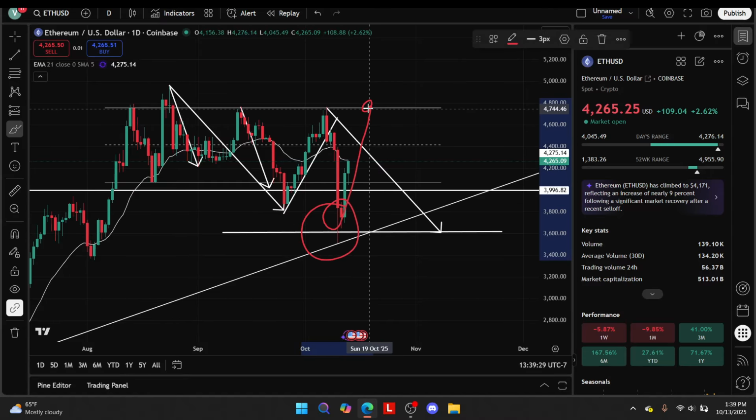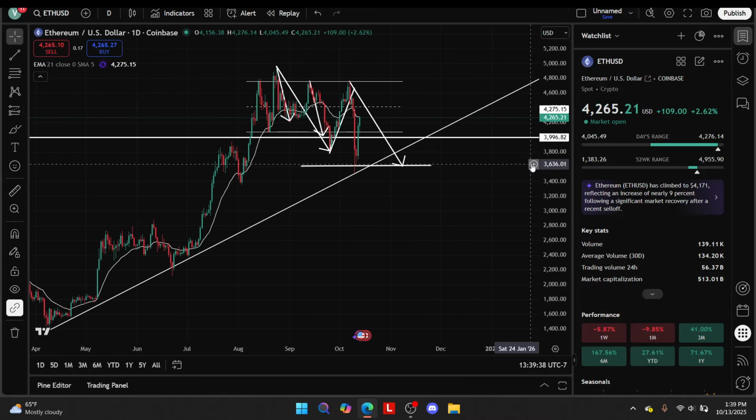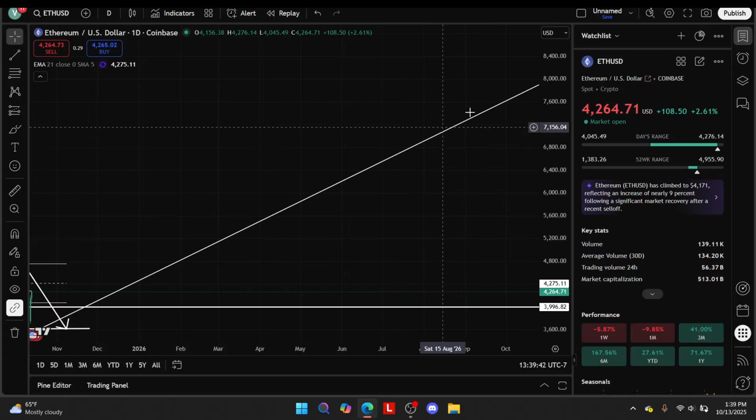It looks like this time we're not going to see a quadruple top. We might see a breakout of the $4,700 level, $4,800 level to make a new high. And if you combine that with a bullish trend line as well, that even adds more bullish signs to the chart. So you see this bullish trend line.